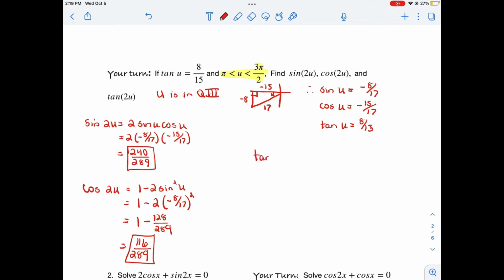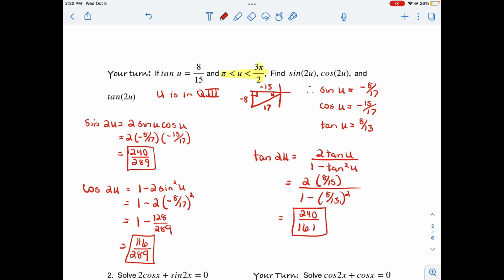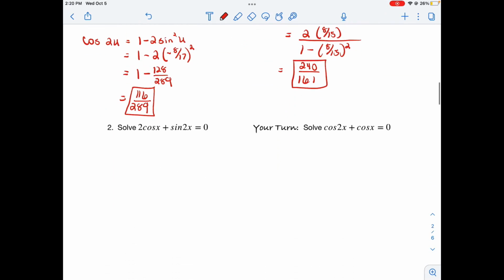Now, last one, try tangent of 2u. So recall the tangent of 2u formula is 2 tangent u divided by 1 minus tangent squared u. So I know that tangent of u is 8/15, so I'm going to replace everywhere I see tangent of u with 8/15. And then I'm going to simplify that equation down. And I get 240 divided by 161.